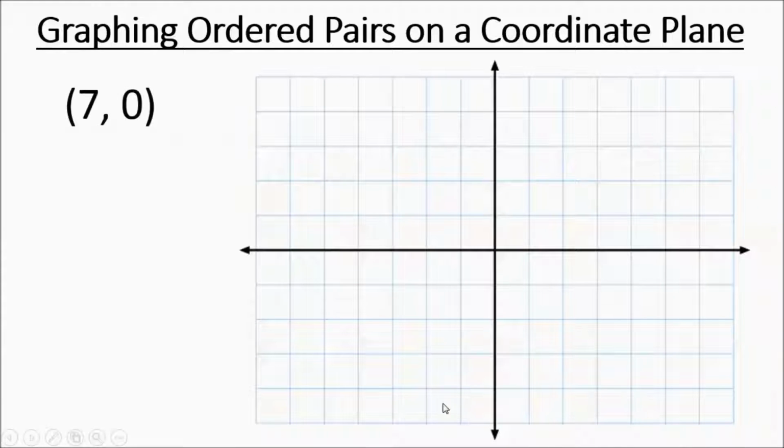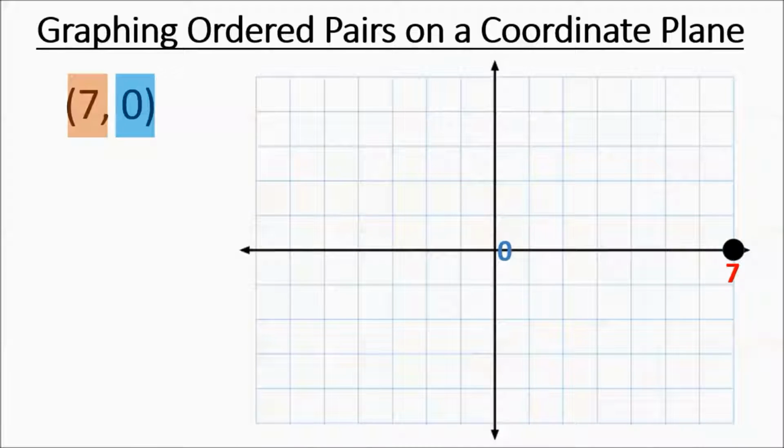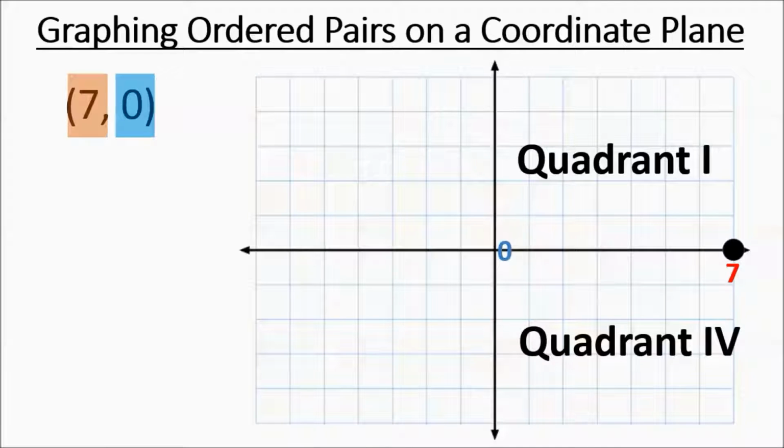Okay, we have 7, 0. We're going to mark our 7. We're going to mark our 0 on the y-axis. So the y-axis up and down, where it hits the x-axis is 0. So we extend the lines. It's on the x-axis, this point, and it's between quadrant 1 and quadrant 4. A point that's sitting on an axis is never going to be in a quadrant. It's going to be between two quadrants.